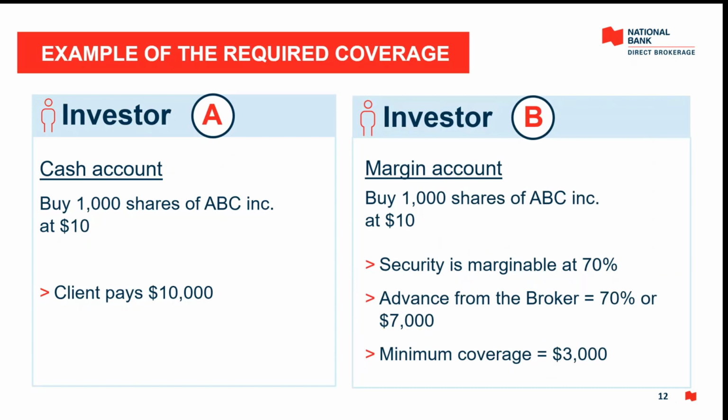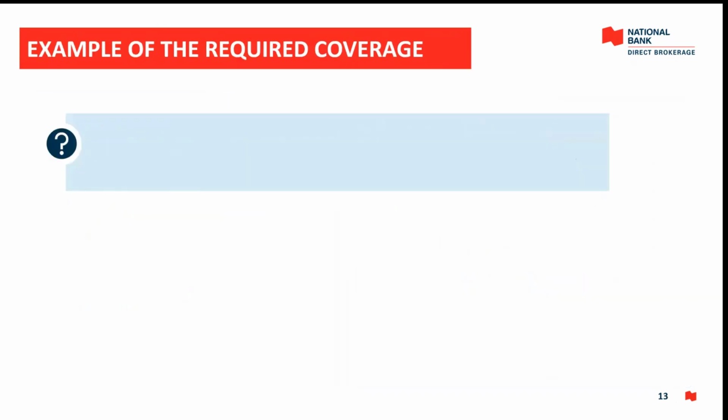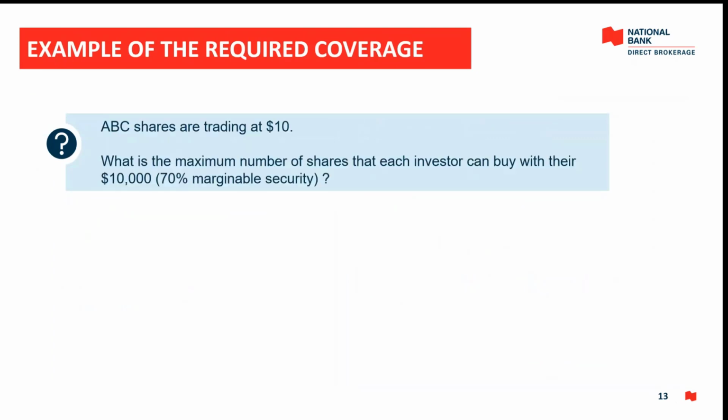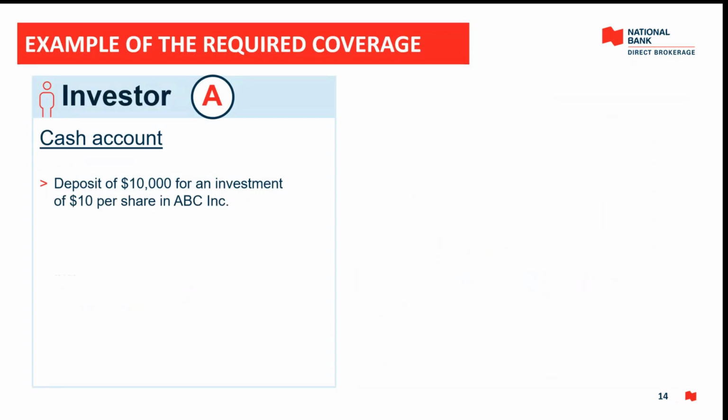Let's see an example of the required coverage. Keep in mind that the shares of ABC Company are trading at $10. What is the maximum number of shares that each investor can buy with their $10,000 if the shares are marginable at 70%? Investor A deposits $10,000 in their cash account and proceeds to buy shares of ABC Inc. at $10 per share, and 1,000 shares are purchased.